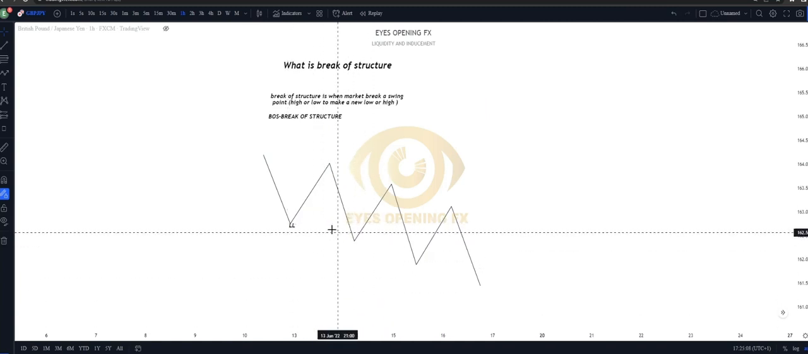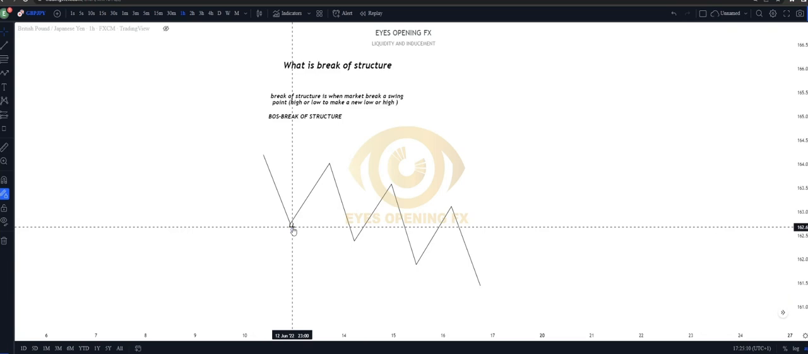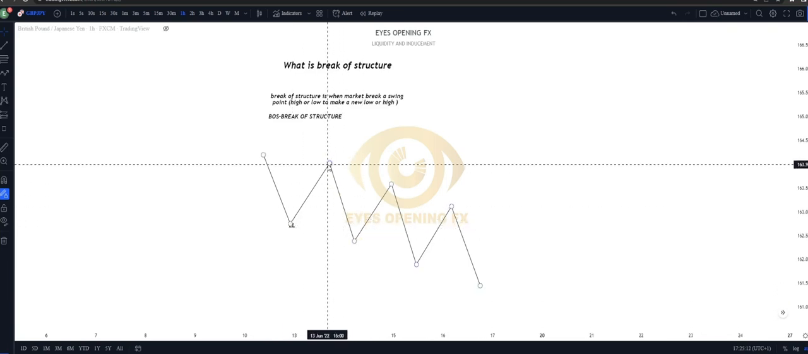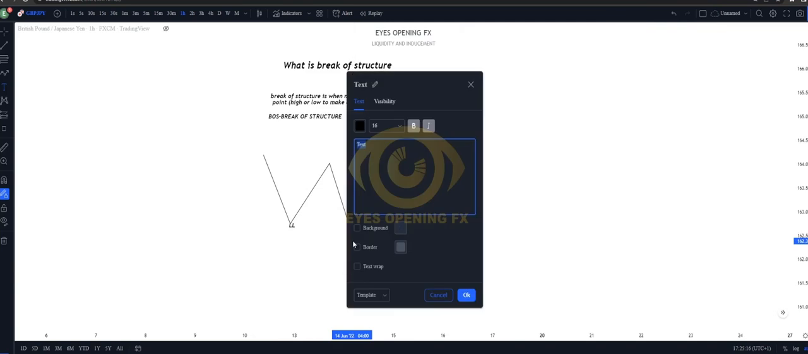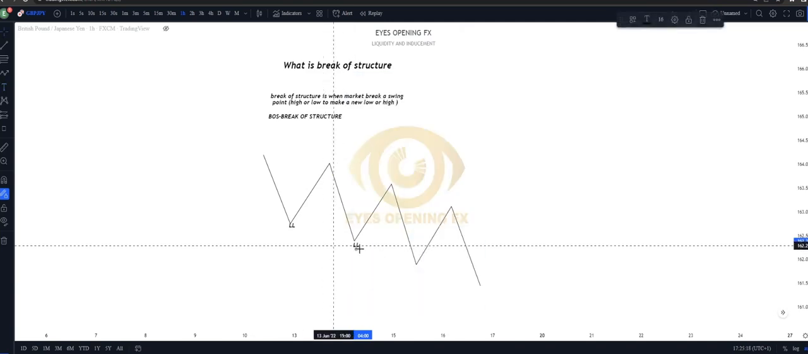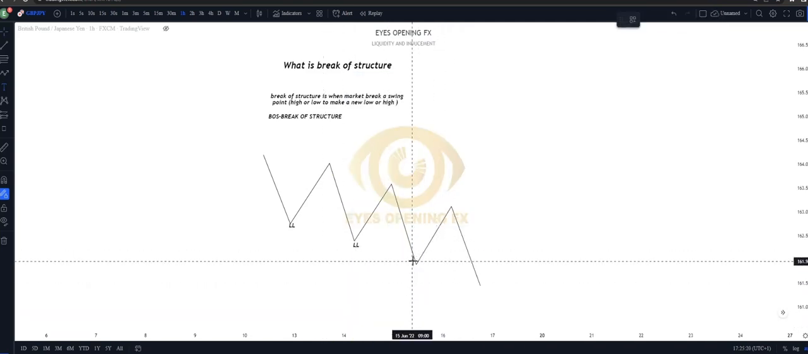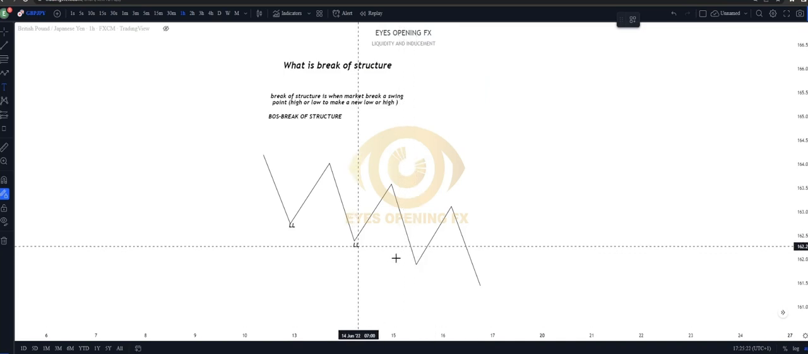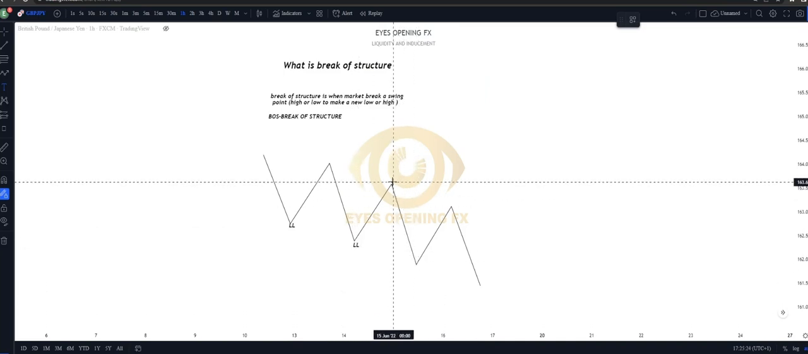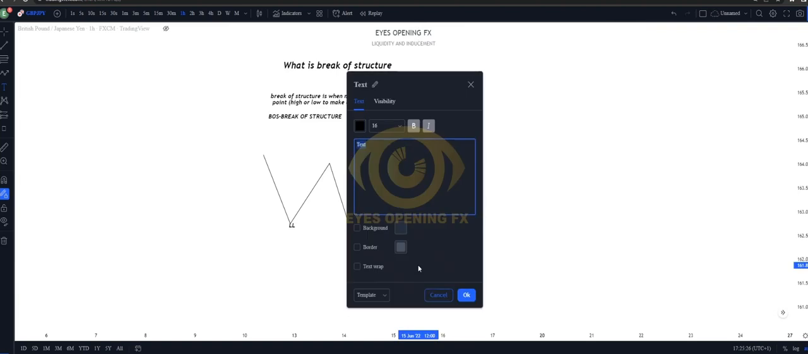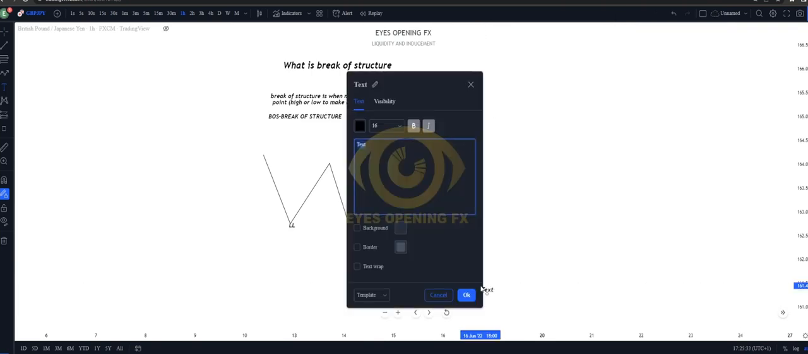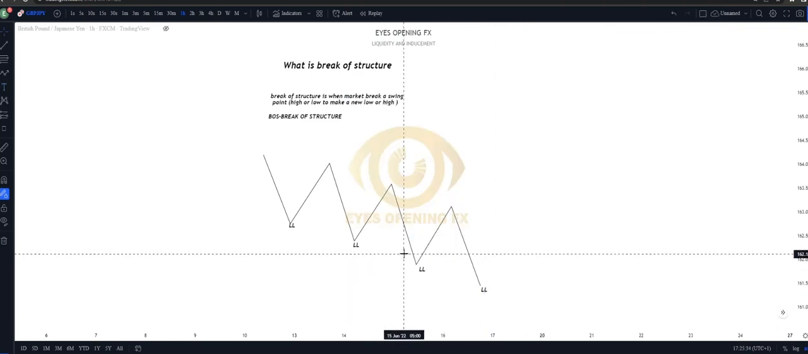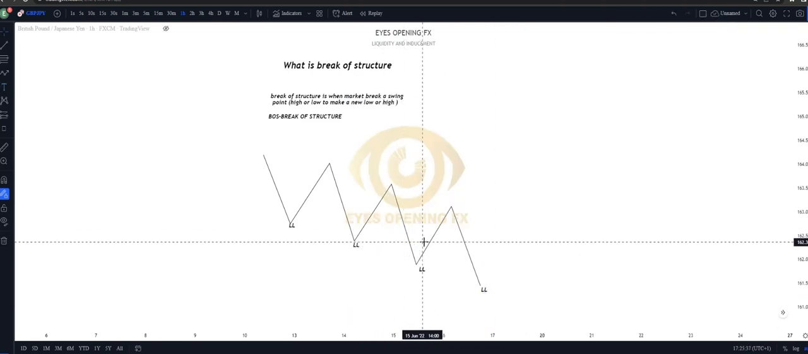So that means because this low is lower than this low and it's also lower than this high, this low is also what? A lower low. The same thing applies here. Because this low is lower than this low and also lower than this high here, it's what? A lower low. This is the idea of structure.